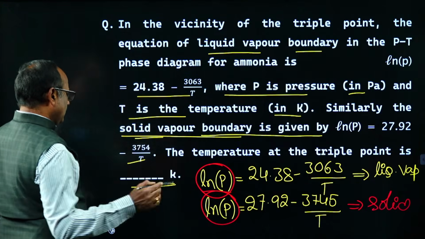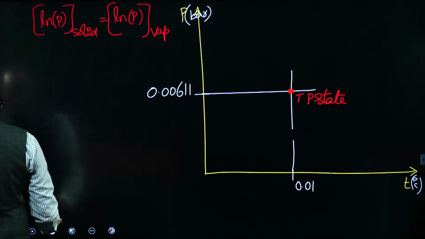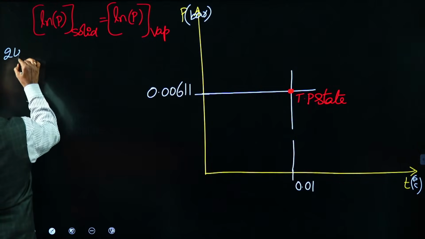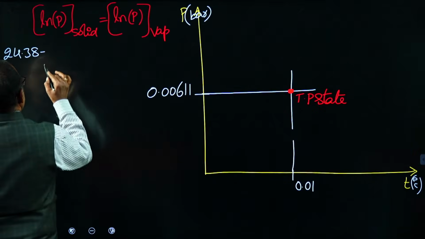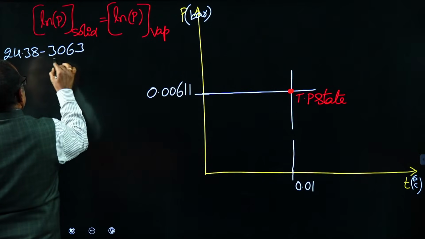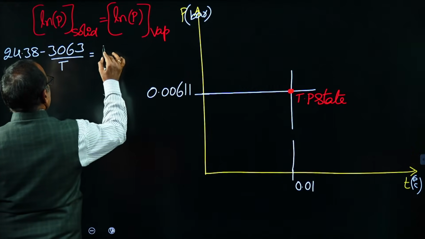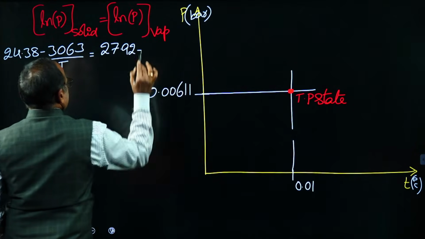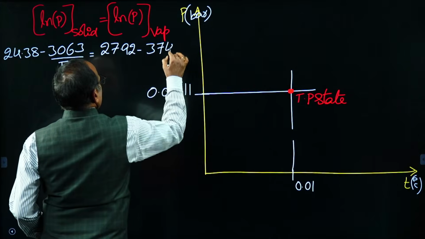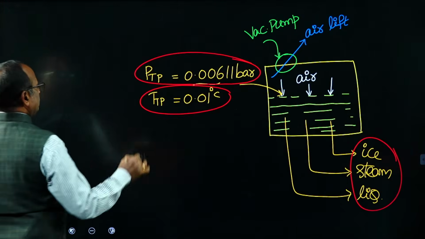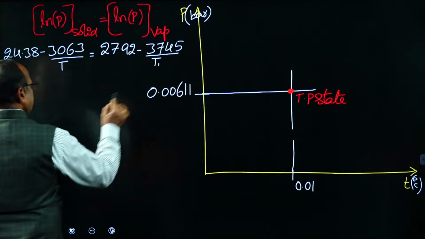Then let us equate the right side values. 24.38 minus 3063 by absolute temperature T must be equal to 27.92 minus 3745 by T. You simplify this value, operate your calculator for getting the answer.